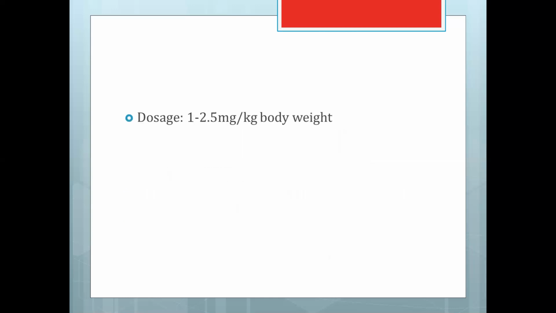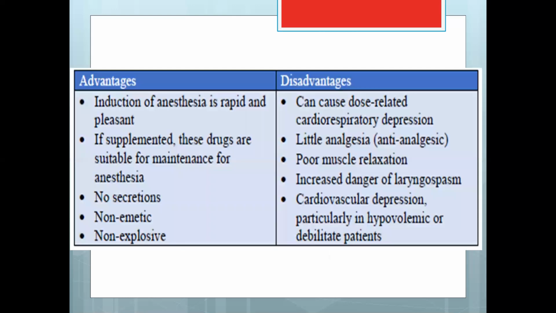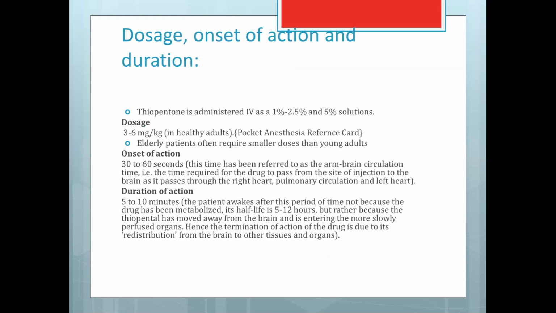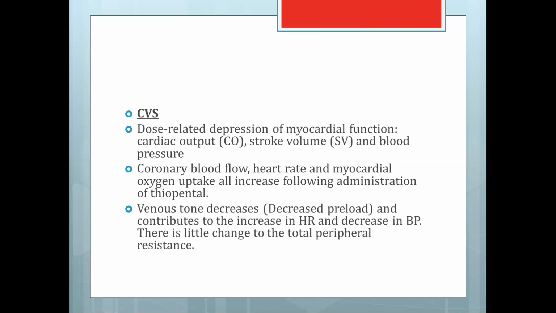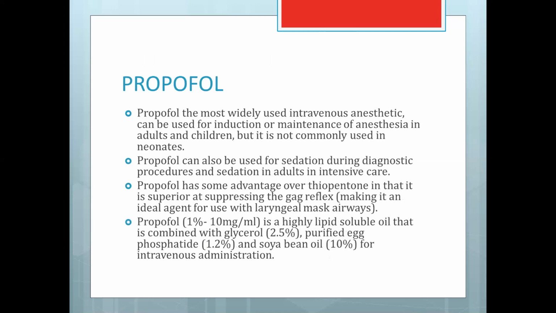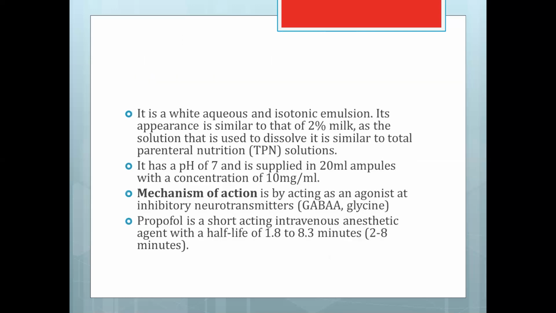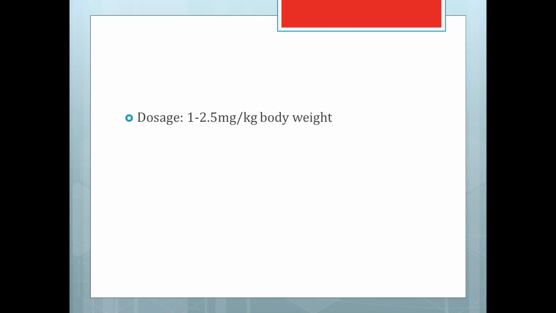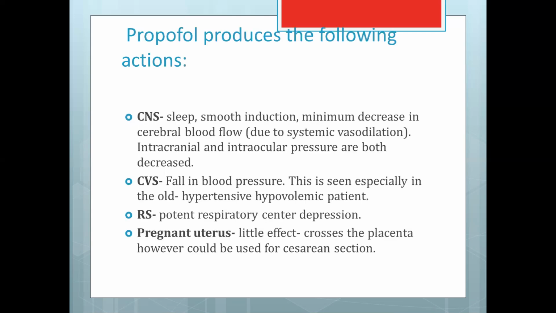Dosage is 1 to 2.5 milligrams per kg body weight. This is again gotten from, what card was it called? Let me just check. From the pocket anesthesia reference card. Okay, because I know that with dosages we have some difference between different textbooks, so I really had to include the reference point. So propofol produces the following actions.